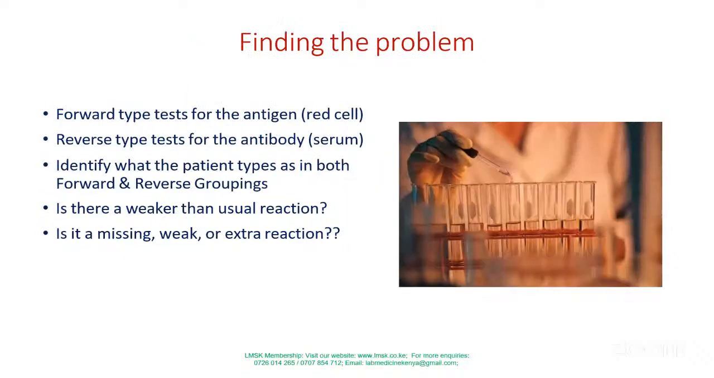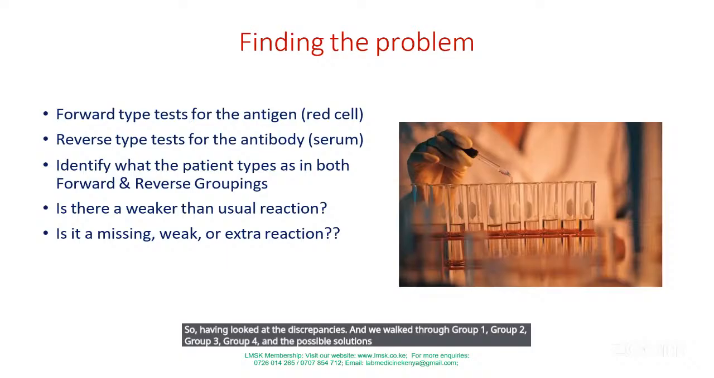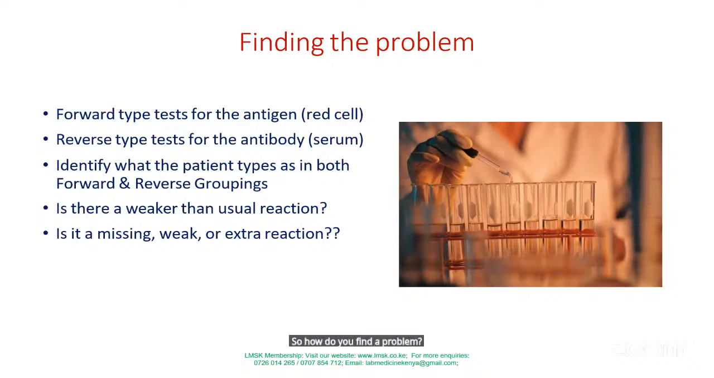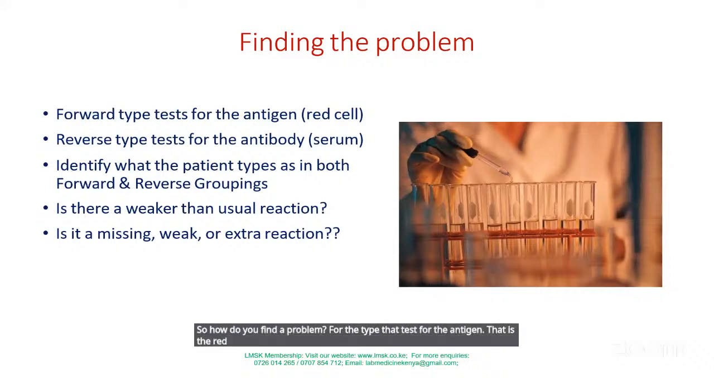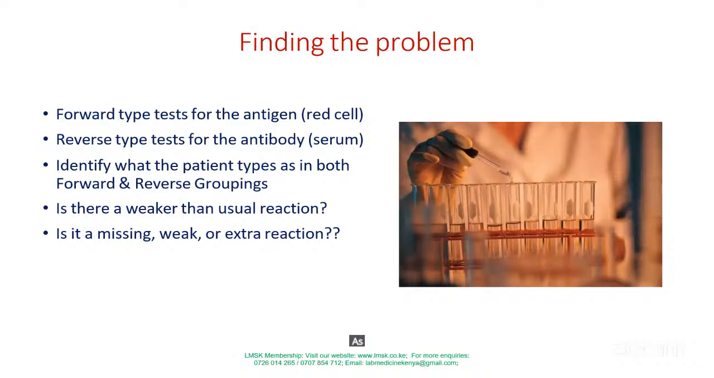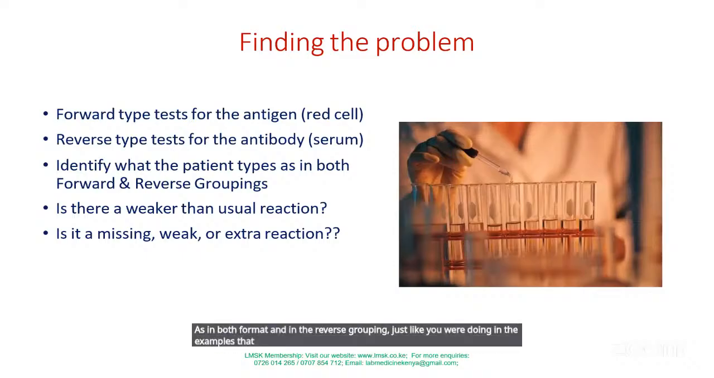So having looked at the discrepancies, and we've walked through group 1, group 2, group 3, group 4, and the possible solutions that you can give, or how you can approach these particular challenges whenever you find one in the lab. So how do you find a problem? Forward type the test for the antigen, that is the red cell, and then you reverse type for the antibodies. So identify what the patient types as in both forward and reverse grouping, just like we were doing in the examples that we have used in the presentation.